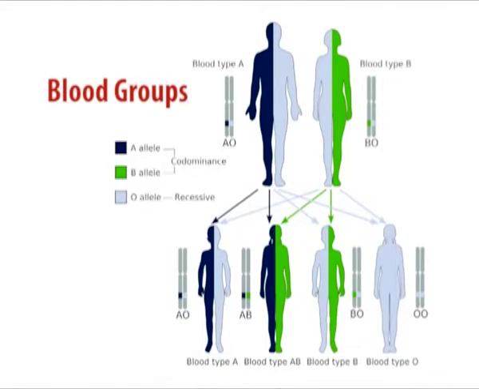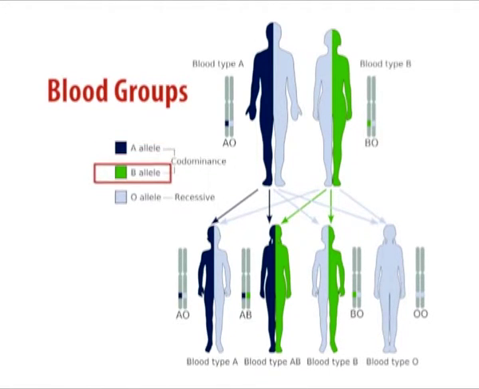In codominance, neither phenotype is recessive. Both the alleles are equally represented and neither dominates the other. Thus, two different alleles or phenotypes are expressed in heterozygous individuals. ABO blood group system is the best example of codominance.